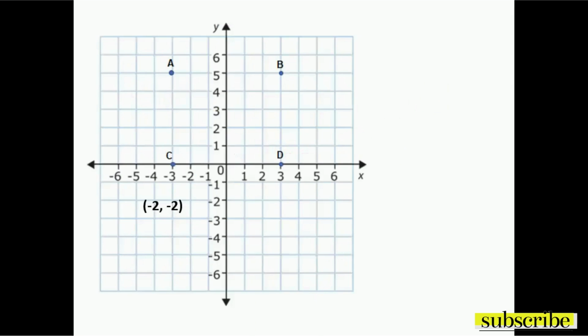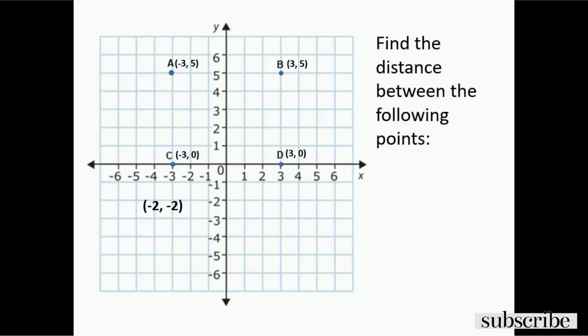So take a look at the graph. How many points are there? Yes, there are 4 points. And now let's try to name or get the coordinates of the points. Point A is (-3, 5). Point B is (3, 5). And point C, (-3, 0). And point D, (3, 0).